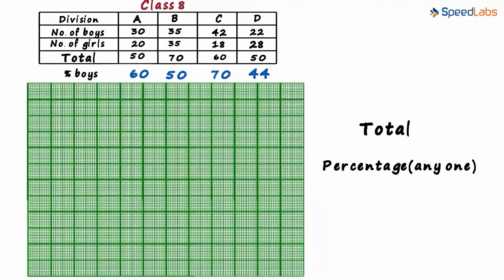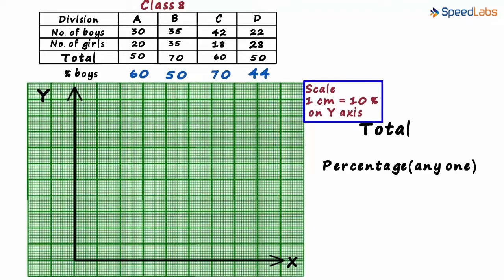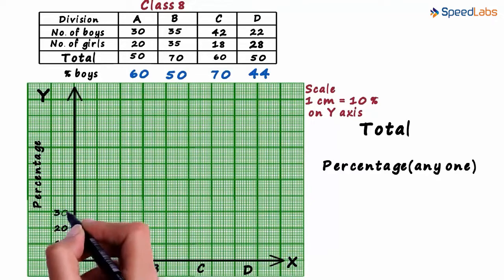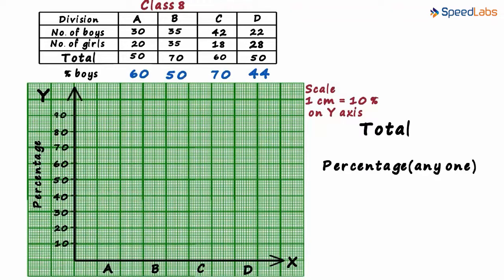We take a graph paper and draw the XY axis on it. The scale on percentage bar diagrams is generally the same every time. We take a scale of 1 centimeter equal to 10% on the y-axis. So we have the percentage on the y-axis and the divisions A, B, C and D on the x-axis. So we mark points on the y-axis like this: 10, 20, 30, up to 100%.